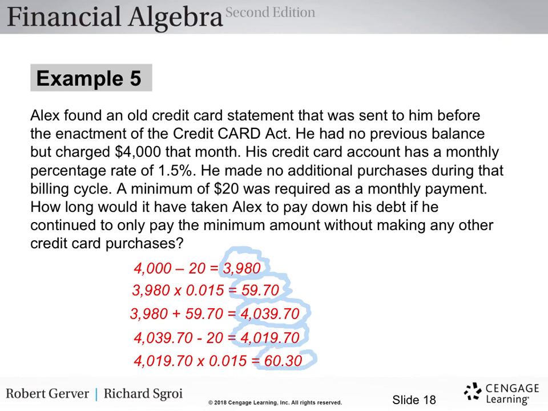Notice what's happening here. First of all, his balance is increasing, all right? And his finance charge here, right here, it starts out at $59.70. Now it's $60.30. So basically, he's never going to get this paid down because his balance is going to be increasing. The $20 is not enough, all right, to bring down the balance so that he would ever get this paid off.